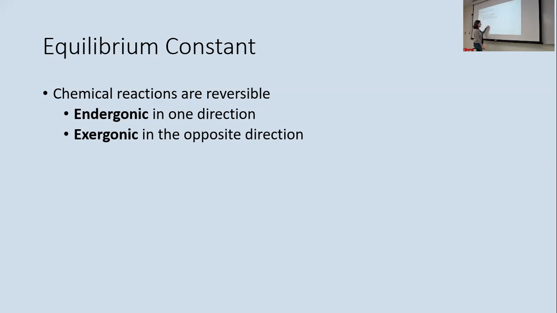So if you have a reaction that is, say, endergonic, uphill in one direction, when it's coming back the other way, it's going to be exergonic, right? So any chemical reaction is going to be spontaneous in one direction and non-spontaneous in the other direction. So they're kind of going back and forth.